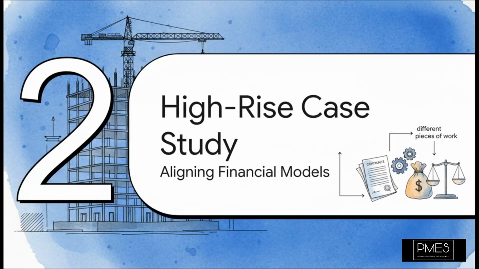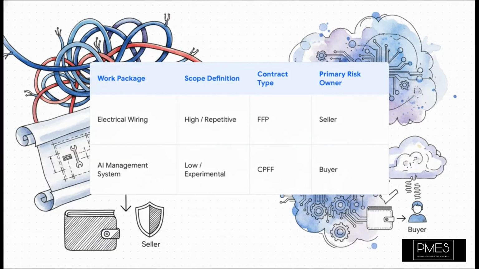Okay, enough with the theory. Let's make this concrete. We're going to go back to our high-rise construction project and see how you can actually use different financial models for different parts of the very same project. And here's where the real strategy comes into play. Take a look at the electrical wiring. It's standard, it's repetitive, we've done it 1,000 times, the blueprints are exact, the scope definition is high. So what do we do? It's a no-brainer. We use a firm fixed-price contract and we put that risk right where it belongs, on the seller.